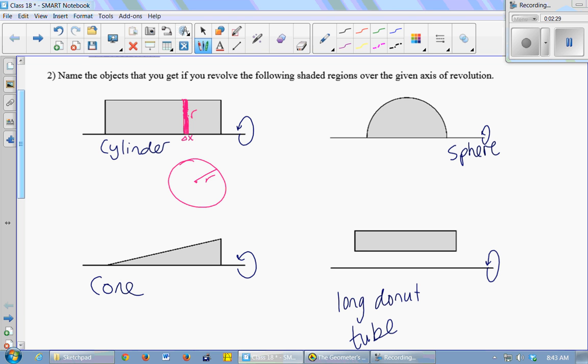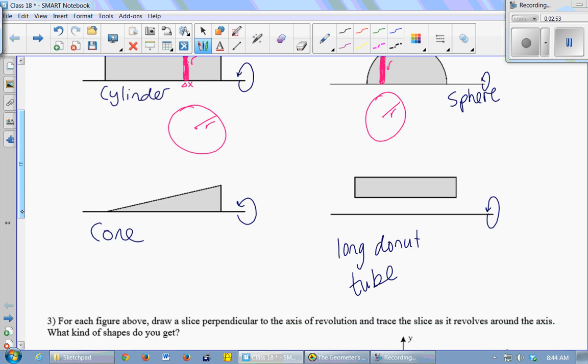So for this one, if I just pick a random spot and draw a little rectangular slice and rotate it around, what kind of region do I get? Another circle, yeah. And for my cone, any random spot, draw a little representative rectangle. When I rotate it around, I'm going to get a circle.